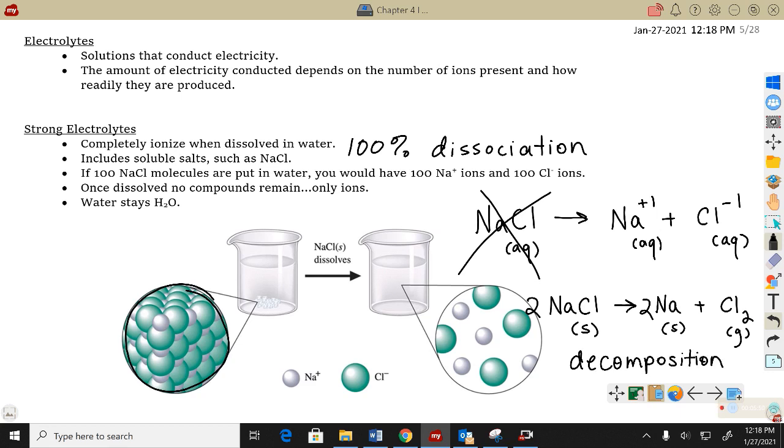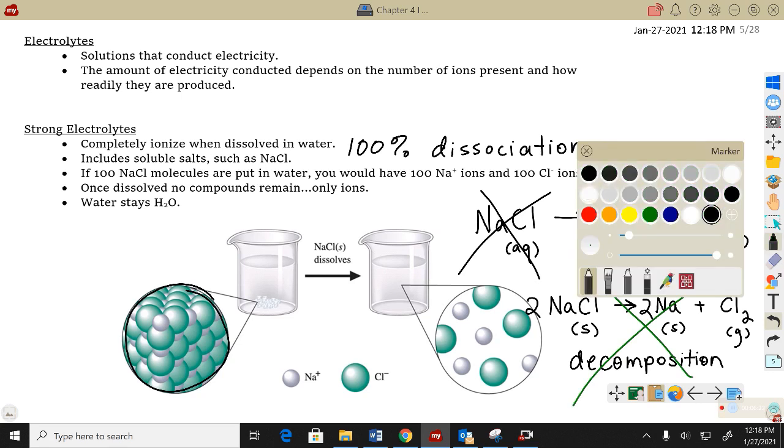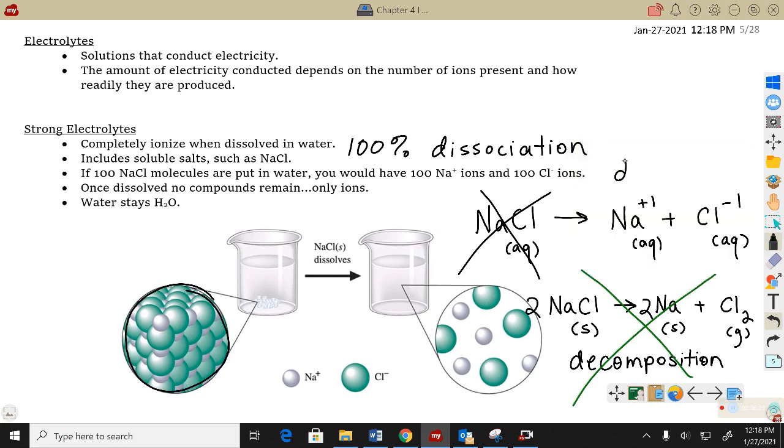And they're great, but that is a chemical reaction because I am forming something that is totally different than the original substance, and the only way I could reverse it is with another chemical change. That's not what happens when you put an ionic compound in water. Instead, we get the dissociation. Here it is.